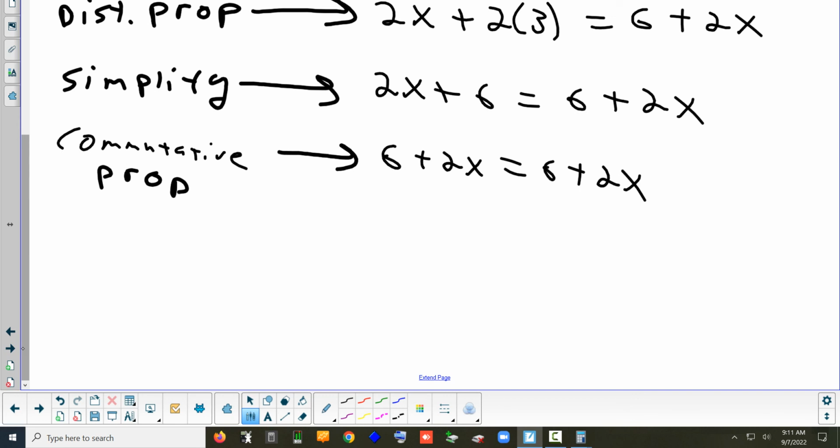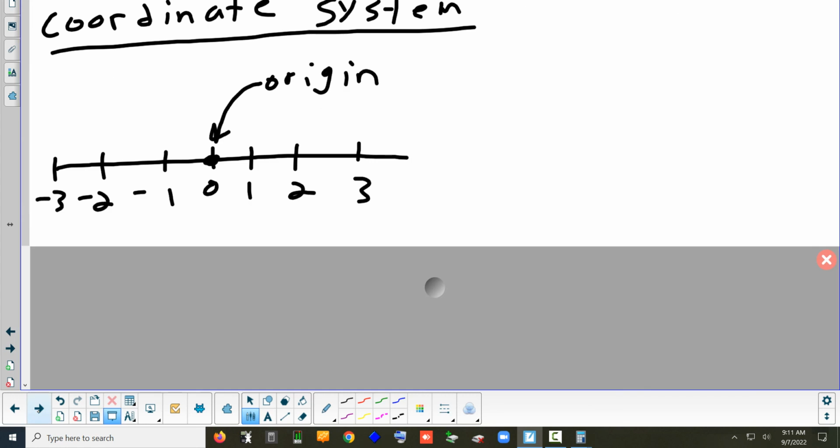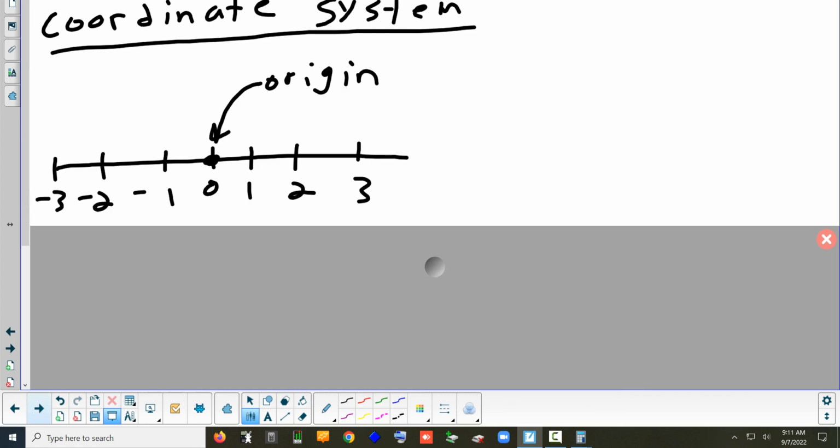All right, so a lot of the things you see today, it's going to be stuff you've seen before. So we'll go through it kind of quick. But this is a number line. We always call the number right in the middle on the number line the origin. Positive numbers to the right, negative numbers to the left.